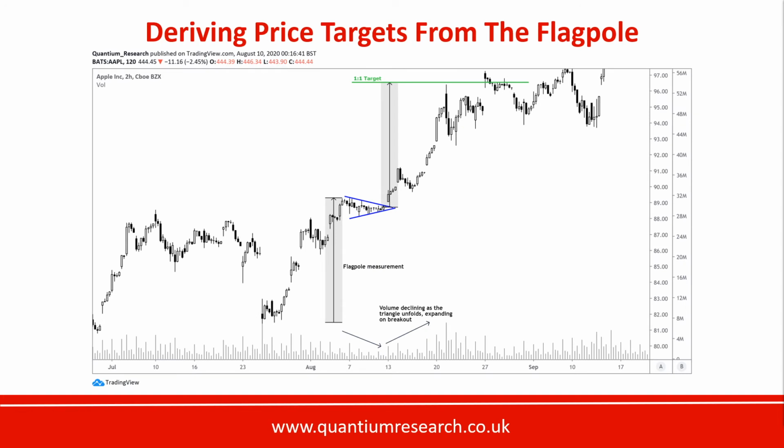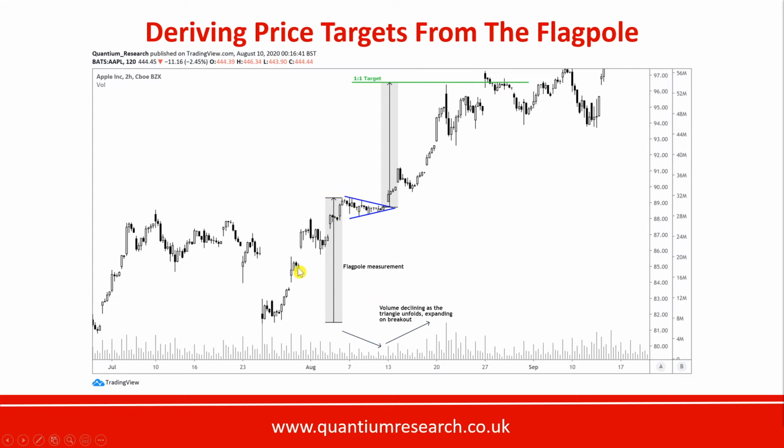Here's another example of a bullish pennant. You can also derive price targets from the height of the flagpole portion of the formation. So you would simply measure the vertical distance between the start and the end of the flagpole, and you would project it upwards from the point of breakout of the triangle. So this is the start of the flagpole area, the bottom of where it forms, and this is the top area.